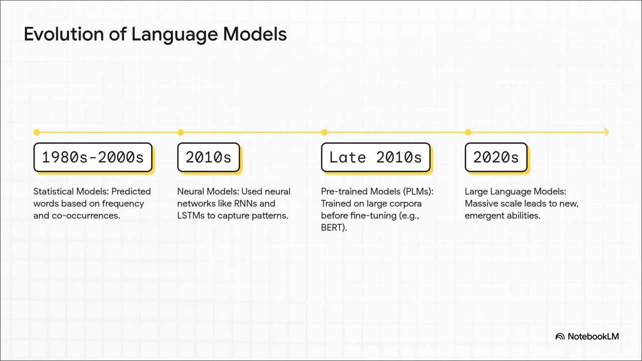Now, these things didn't just pop up out of nowhere. Nope, they're the result of decades of work. We started way back with statistical models that basically just guessed the next word based on how often it appeared. Then we got neural models that could actually learn relationships between words. The real leap forward happened in the late 2010s with pre-trained models like BERT and the early GPTs. That's when we started training them on huge piles of text first before fine-tuning them. And that right there set the stage for today's LLMs, where just making them bigger unlocked totally new abilities.